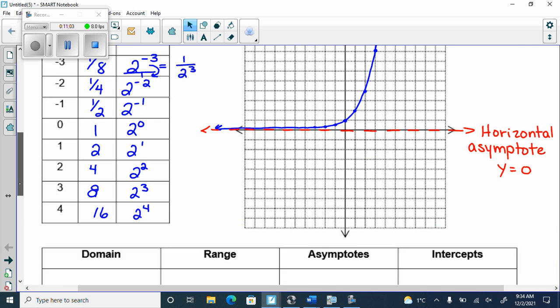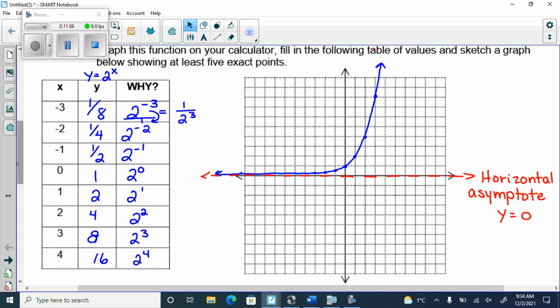So we went through all that. Let's go down here. What's the domain of that graph? x ∈ ℝ.